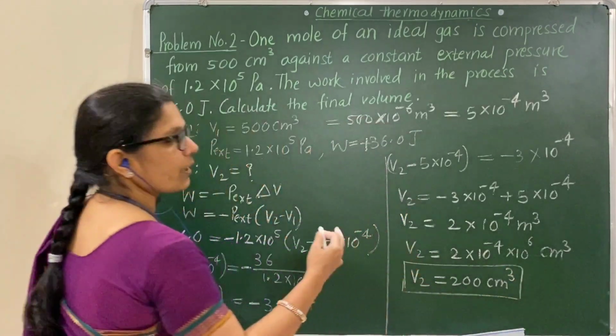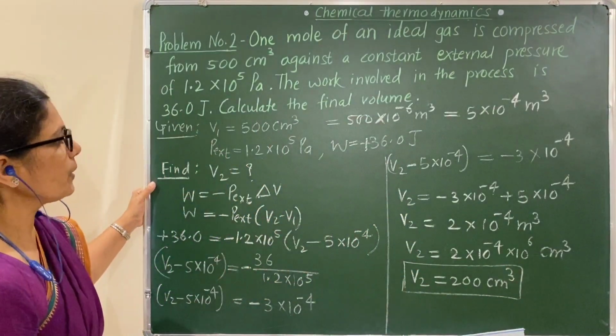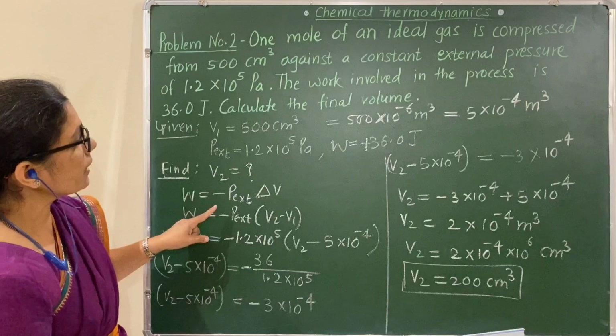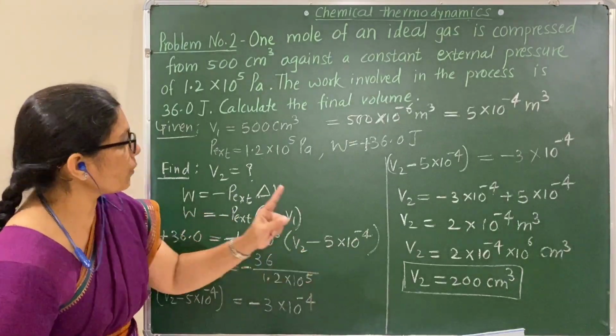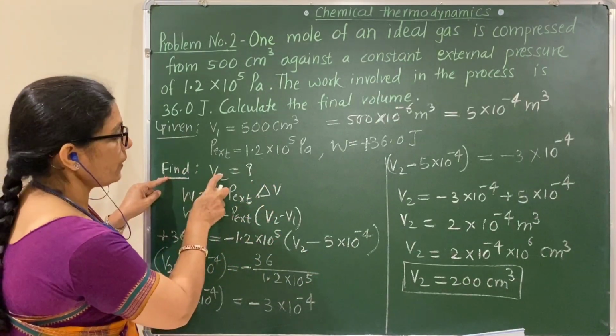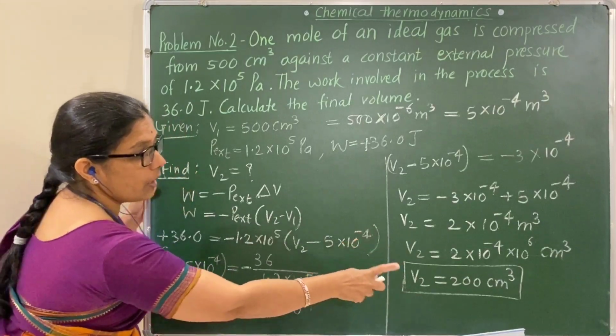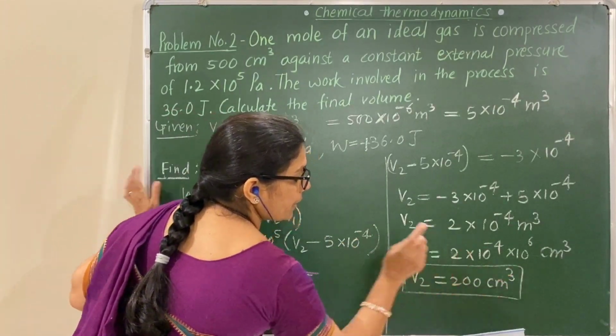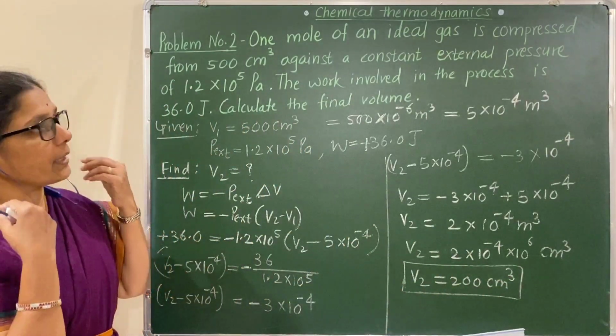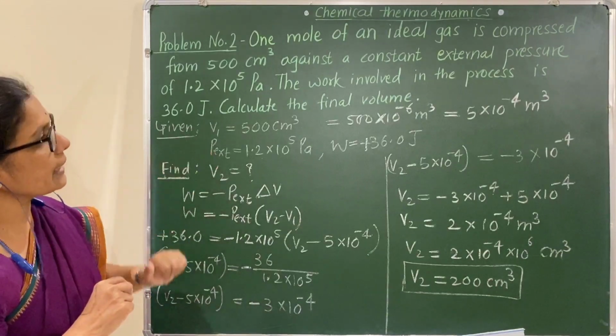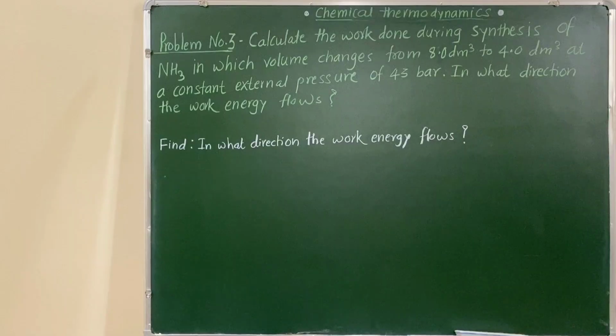You may find it in dm cube, meter cube or cm cube. Okay, it is about the answer, volume. Now check that. It is find V2. V2 is determined. Answer with unit. Okay, it's correct. Now let us see the next problem.